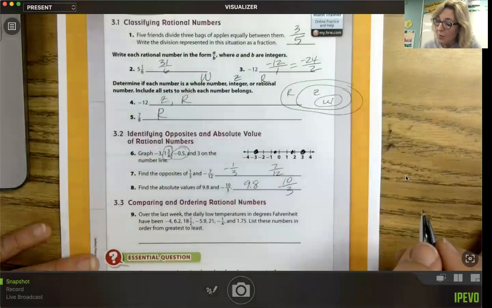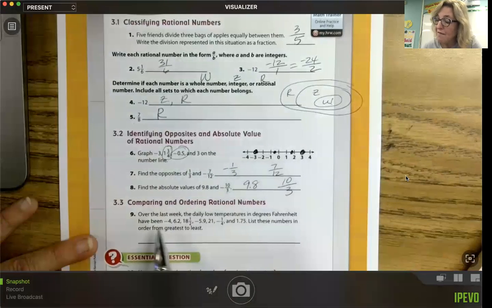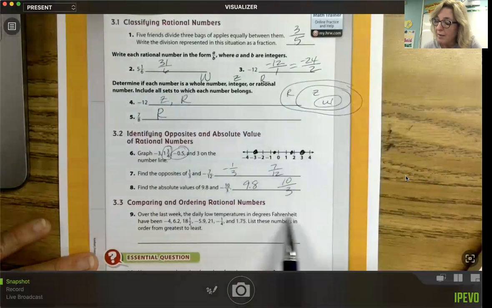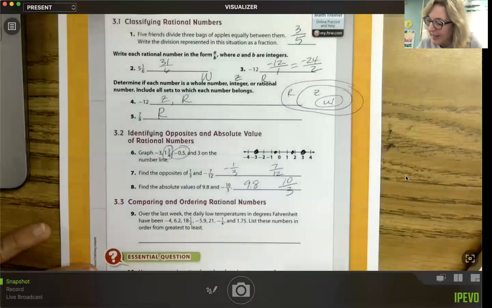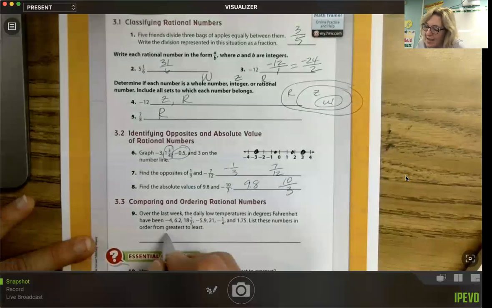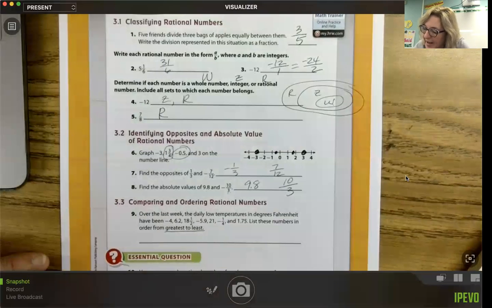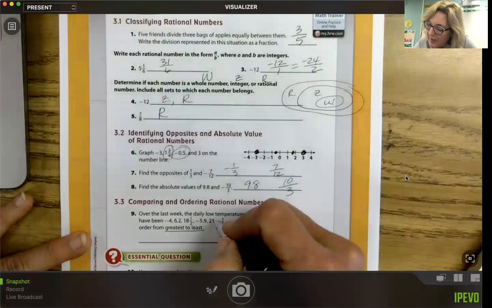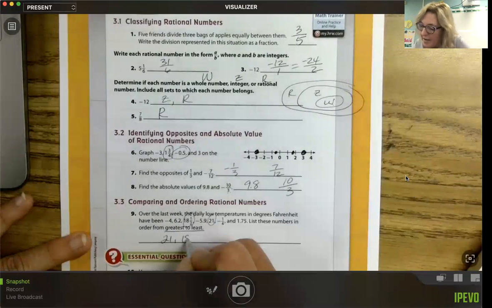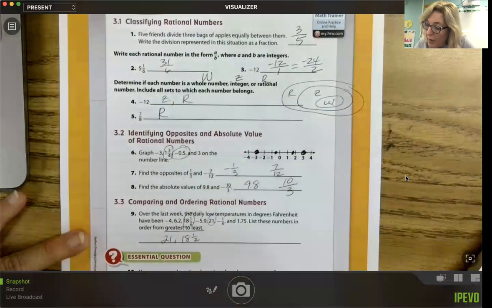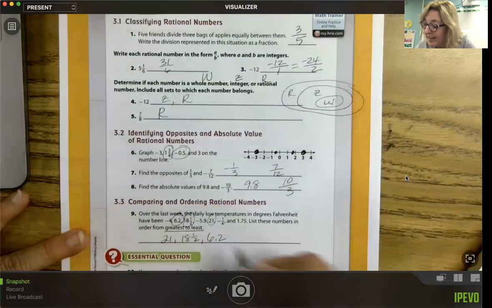Okay. Now, over the last week, the daily temperatures in degrees Fahrenheit have been -4.6, 2, 18.5, -5.9, 5 9/10, 21, -1/4, and 1 7/500. List these in order from greatest to least. Greatest to least. Reading is really important. Okay, I'm going to say 21 is probably the greatest. 18.5 would be less than that. So we're looking at just the positive quantities first in declining order.